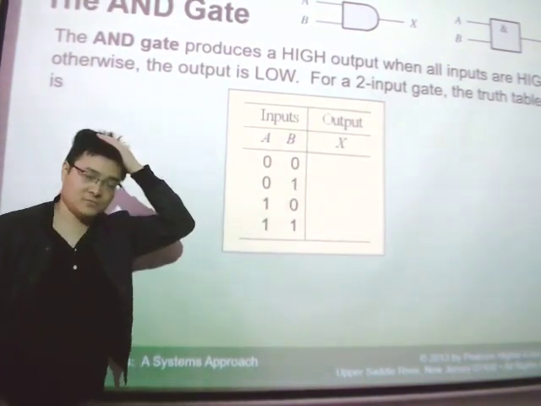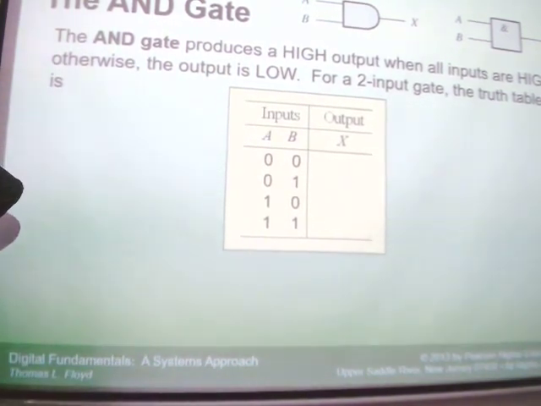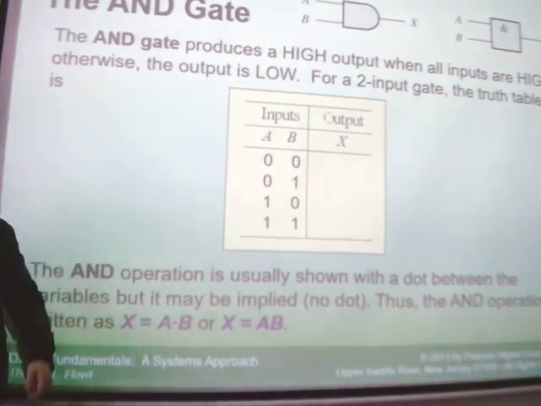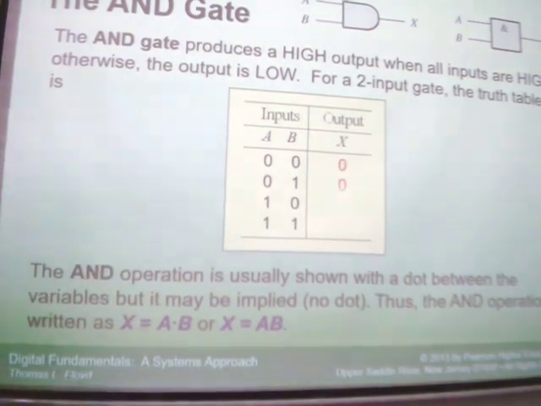0 and 0 equals 0. 0 and 1 equals 0. 1 and 0 equals 0. 1 and 1 equals 1. And we know A and B equals B and A.